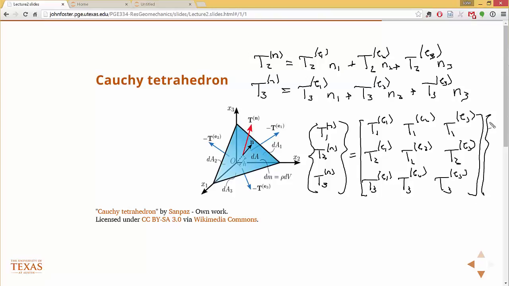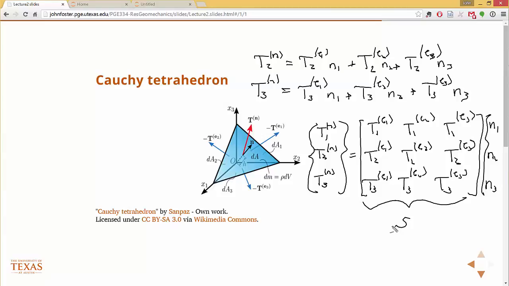Times N1, N2, N3. Okay, this thing is the stress. Okay, so technically it's a tensor, okay, but for the purposes of this class and the way we will use it, you can also just think of it as a 3x3 matrix.